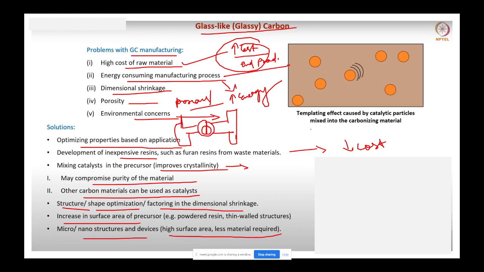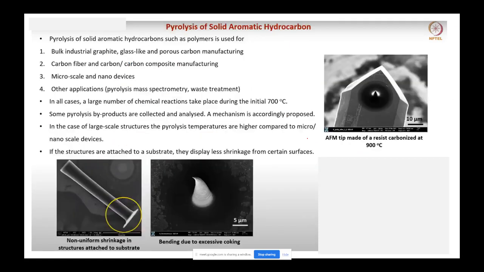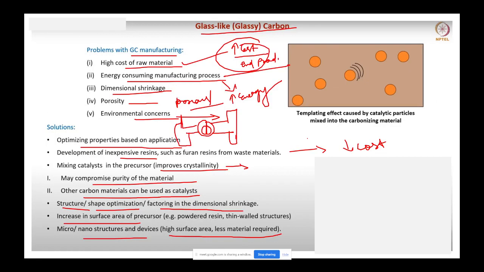So these are some pretty good solutions to avoid problems during manufacturing and during the applications. So till here, this is glassy carbon. Is it clear, or do you want to ask something regarding glassy carbon, its applications, and whatever I have discussed in the slides? It is clear, sir. Okay, fine.